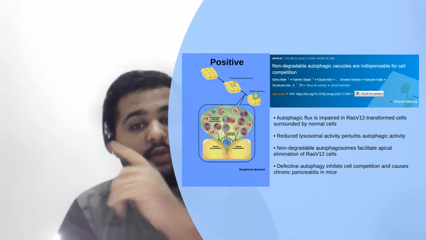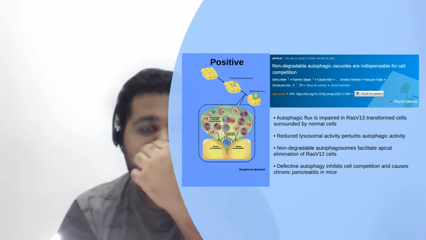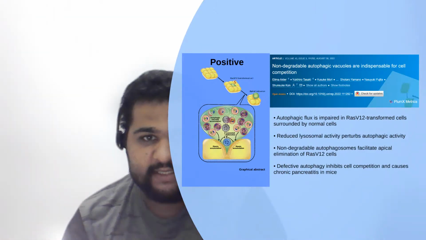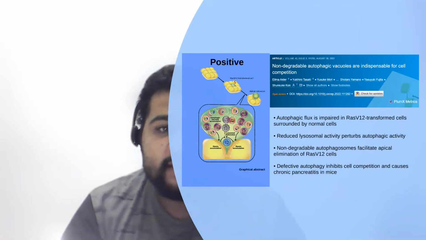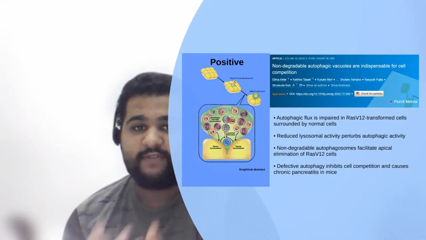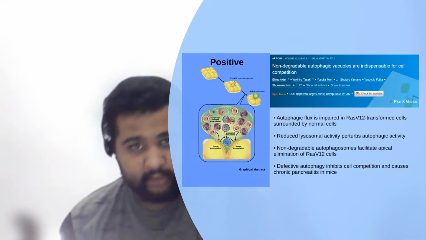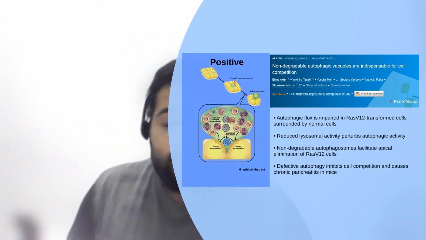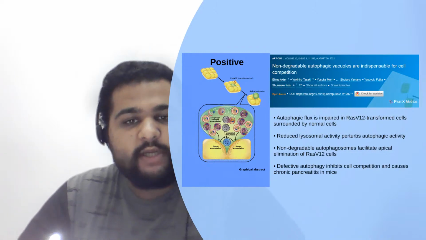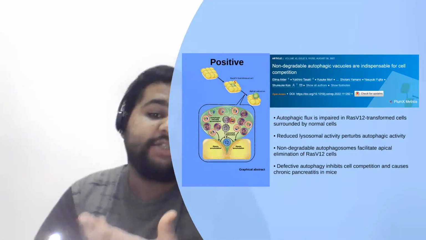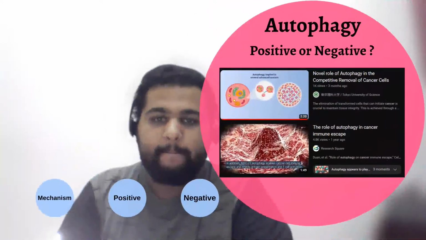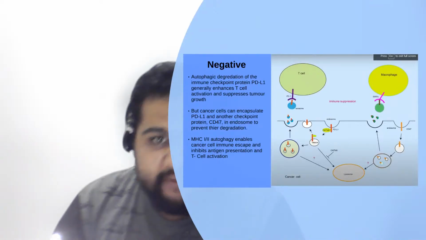And what happens is when you didn't have proper autophagosomes, there was an inhibition of cell competition, and when there was an inhibition of cell competition, it ended up causing chronic pancreatitis-like lesions in mice, right? Sorry. Okay. Yeah.